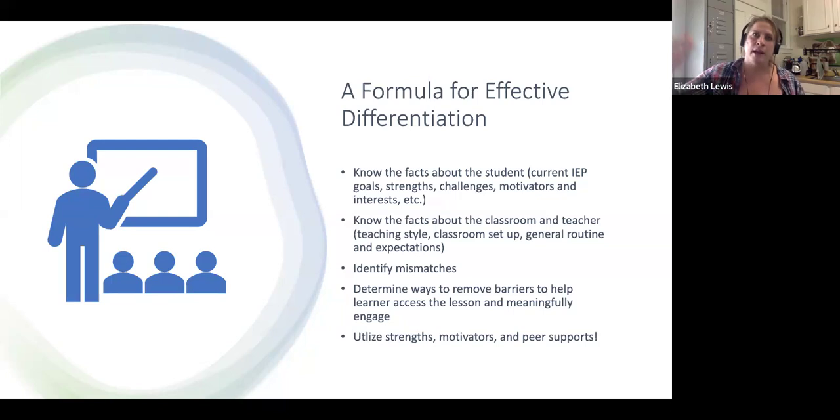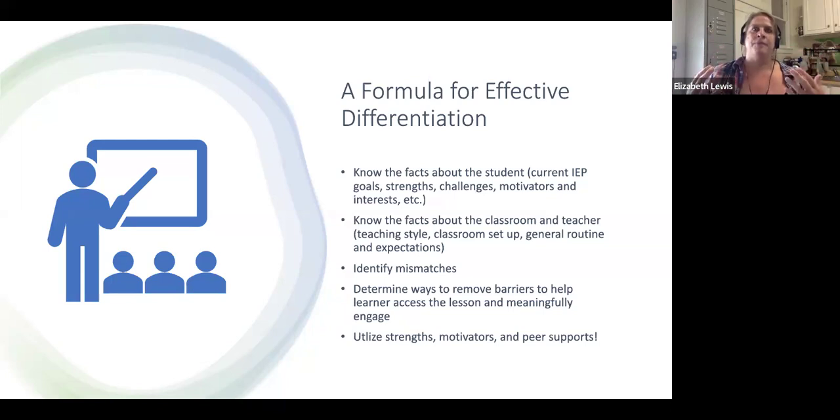And so when we're looking at facts about the student, and facts about the teacher, the classroom teaching style, and the setting, then we can start identifying the mismatches, right? For example, let's say there's a student who is participating in gen ed in a third grade classroom. The class is at a third grade reading level, but this particular student is at a kindergarten reading level, or maybe just still learning sight words, right? So we see a mismatch there.